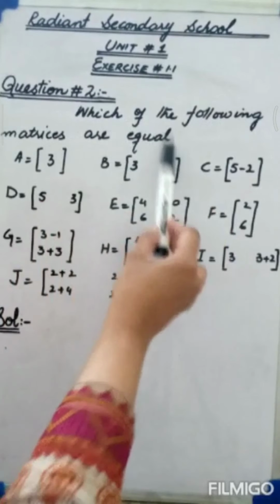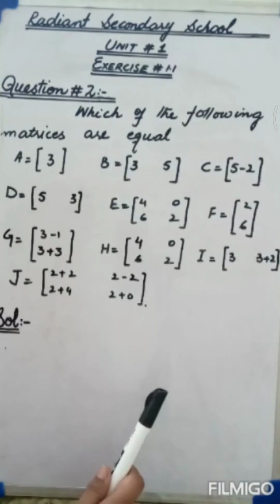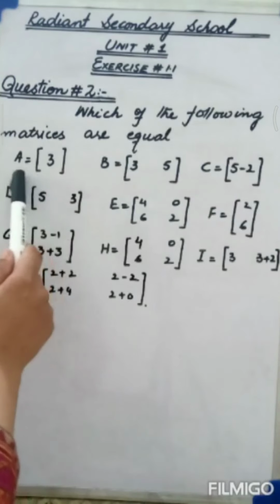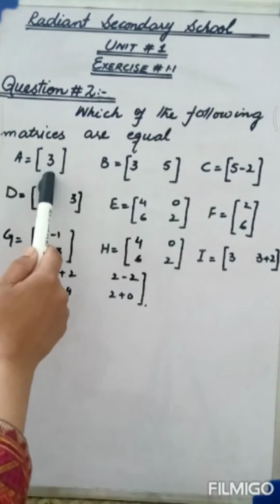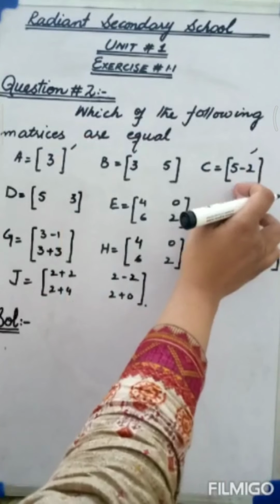Which of the following matrices are equal? We have to select the equal matrices, and you know for equal matrices their order should be the same and their corresponding entries should be the same. So first of all, we will select the matrices which have the same order. Like this is matrix A having order 1 by 1. The next matrix which has order 1 by 1 is this C, having 1 by 1 order.